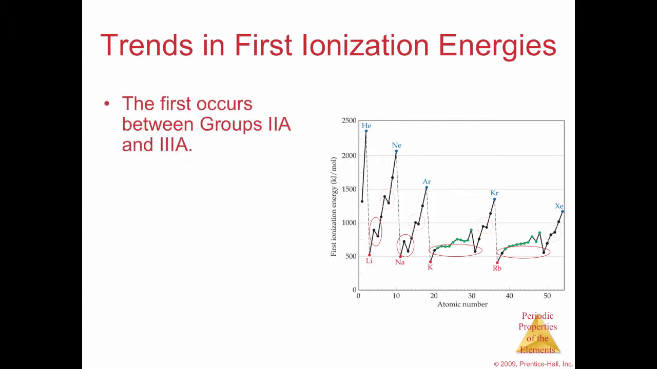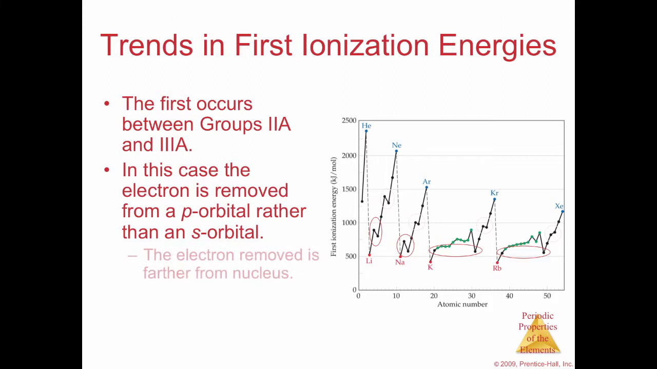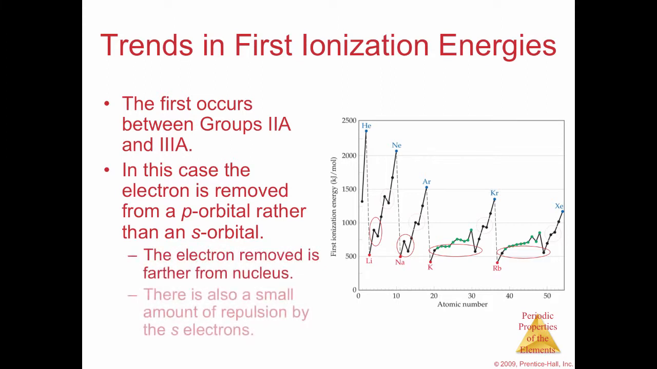The first occurs between groups 2A and 3A. In this case, the electron is removed from a p orbital rather than from an s orbital. The electron removed is farther from the nucleus, and there is also a small amount of repulsion by the s electrons.